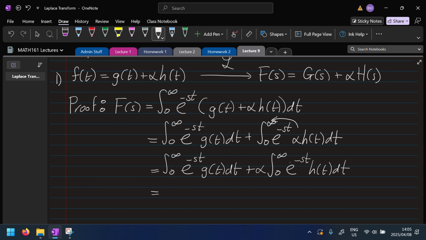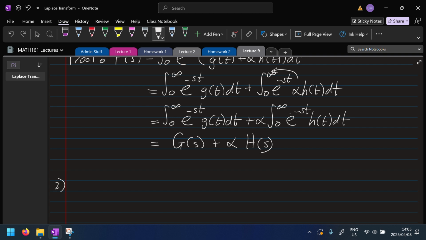But now this first integral is just the Laplace transform of g, so we can write that as capital G of s plus alpha. And then the second integral is the Laplace transform of h, so we can write that capital H of s. And that ends the proof for this first property. Very easy.